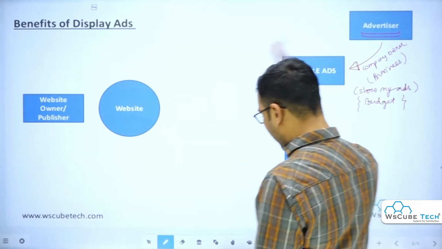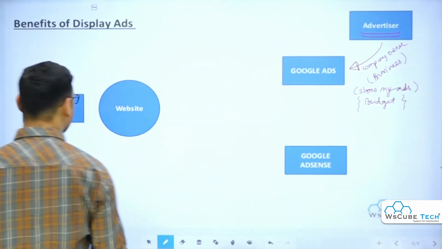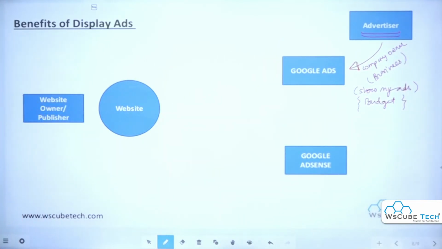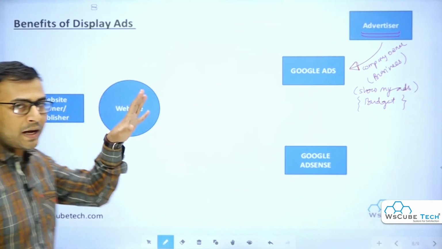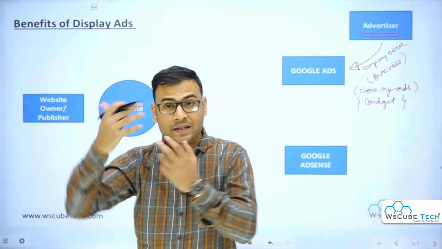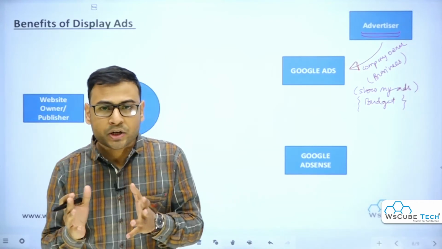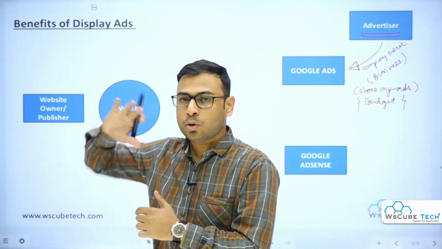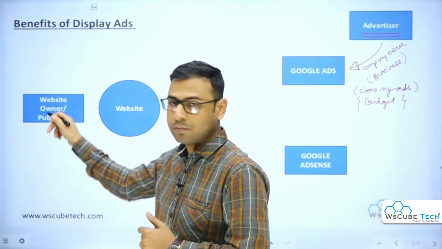Now there is another entity called the publisher. Whenever any ad appears on a website which is not owned by Google, that website owner is called the publisher. So the advertiser is one who is looking to advertise their website or business, and the publisher has a website where those display ads will appear.